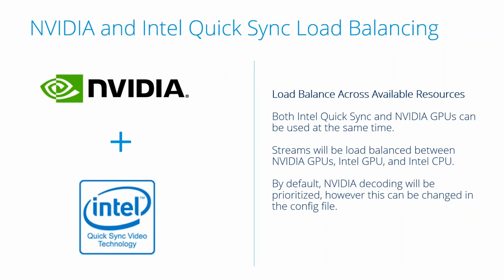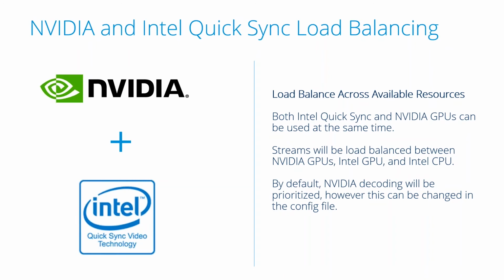And lastly, and I kind of covered this in the last slide as well, not only are we able to load balance across multiple NVIDIA cards, but we can load balance between NVIDIA and the Intel QuickSync feature simultaneously. This is a pretty good differentiator for the Milestone system for our hardware acceleration, that we can utilize both Intel and NVIDIA at the same time.